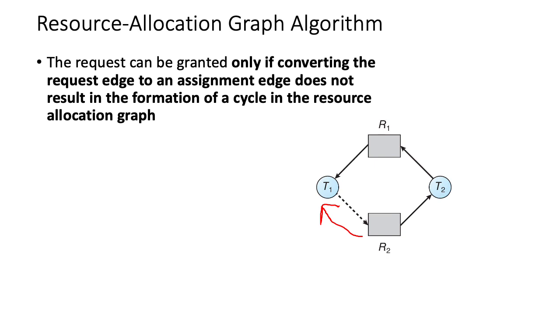So if no cycle exists, then the allocation will leave the system in a safe state, so it is allowed. But if we ended up forming a cycle, then this allocation will put the system in an unsafe state, and we want to avoid that. In that case, that thread will have to wait for its request to be satisfied, so it cannot be immediately allocated that resource.